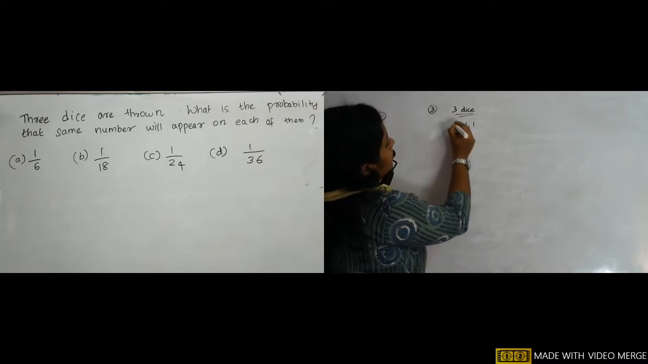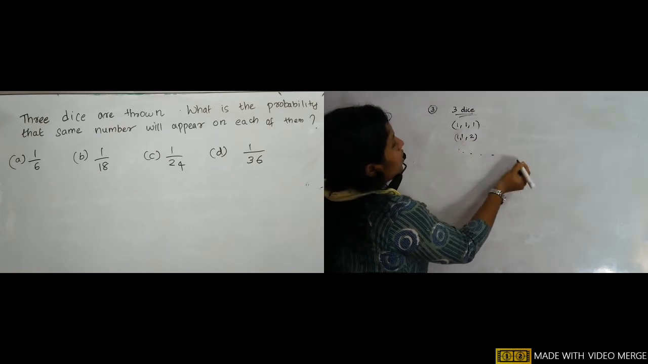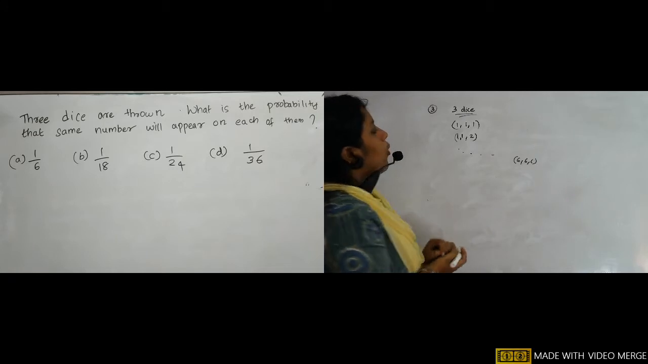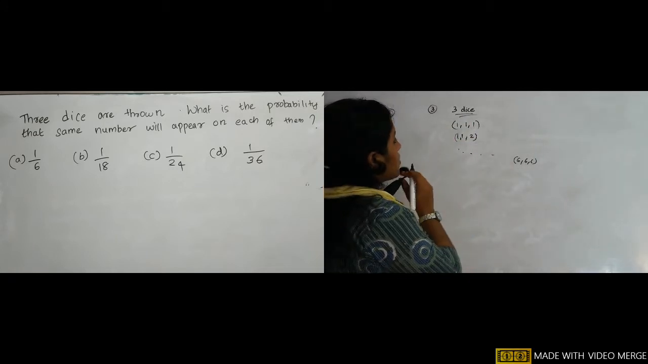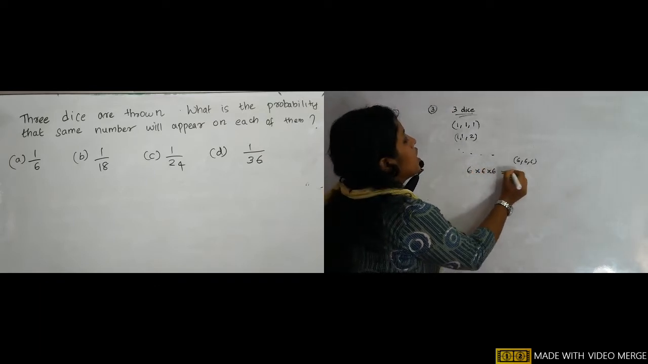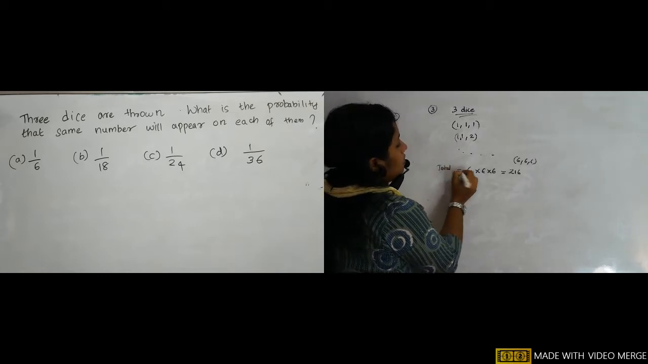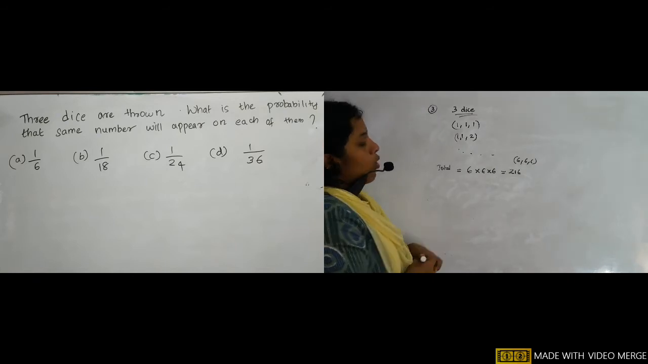1 1 1, 1 1 2, and so on, up to 6 6 6, starting with 1 and ending with 6. Okay, so how many are possible? We'll be having a sample set of 6 into 6 into 6, that is 216. Total outcomes can be 216.